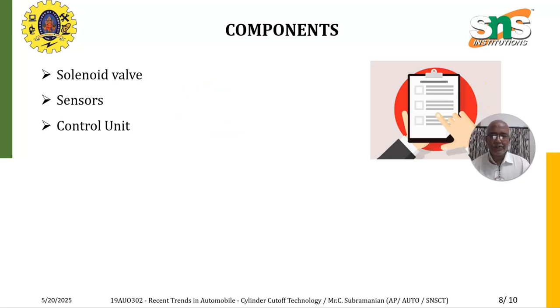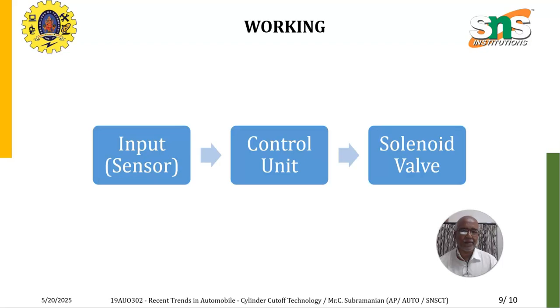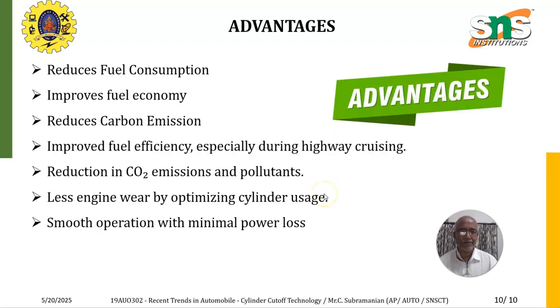The different components used here are the solenoid valve, sensors, and control unit. The solenoid valve controls the intake and exhaust valves, and the sensors detect the load, the cylinders, and the speed of the vehicle, and give the information to the control unit. The control unit gives the instruction to the solenoid valve so that the exhaust valve and intake valve can be closed or can be working. First, the input sensors give the information to the control unit, and the control unit instructs the solenoid valve. This is the working principle.